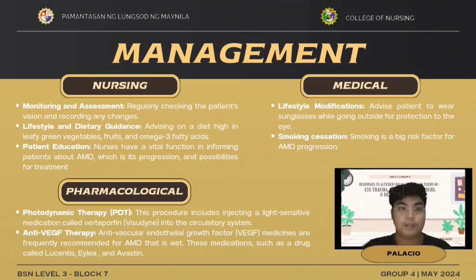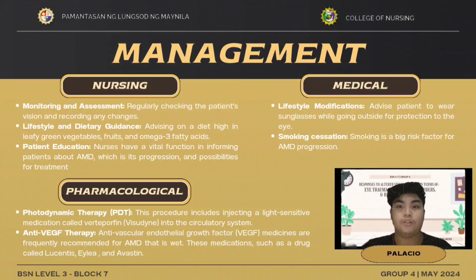Next po dito is yung the medical management. So, lifestyle modification. I-advise po natin yung patient to wear sunglasses while going outside for protection of the eye. Next po is yung smoking cessation. Like po yung sinabi ko kanina, smoking is a big risk factor for AMD progression.